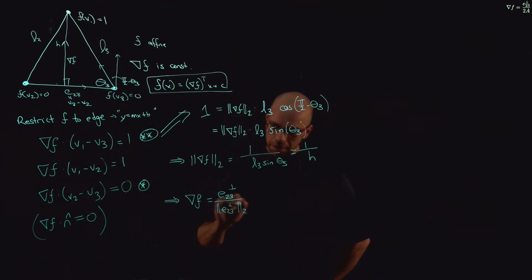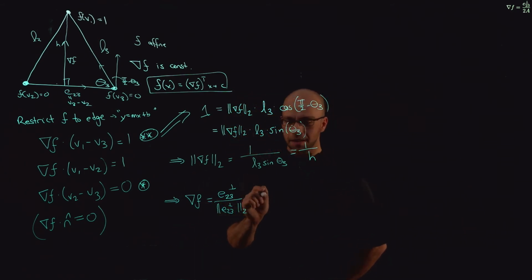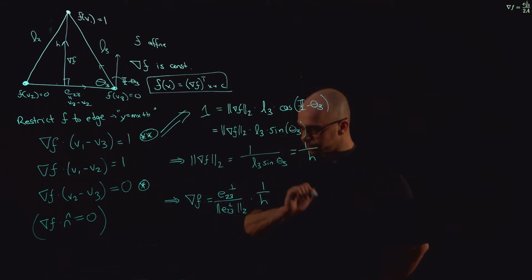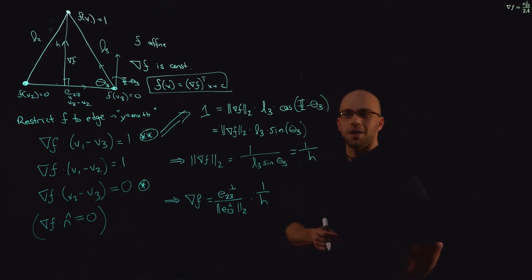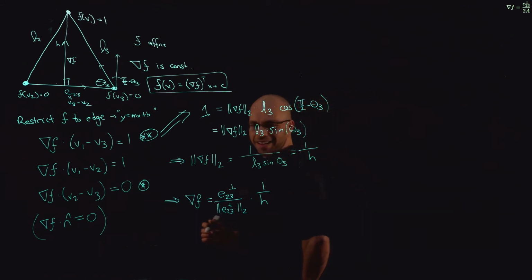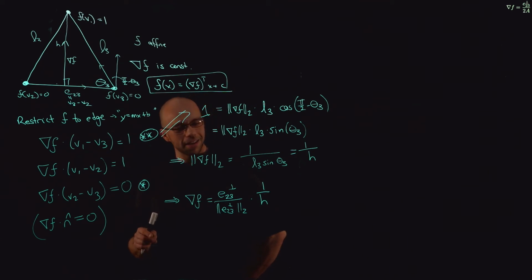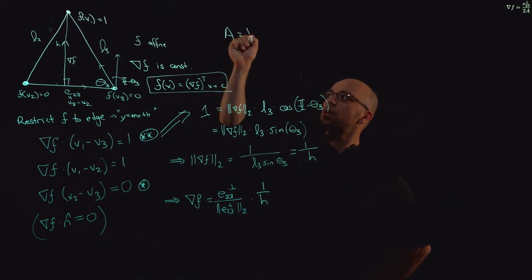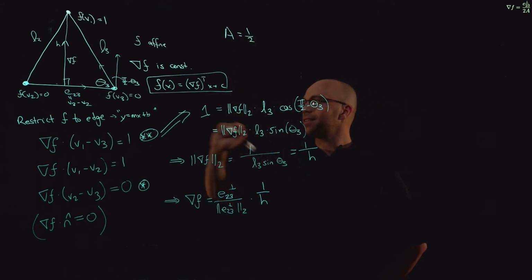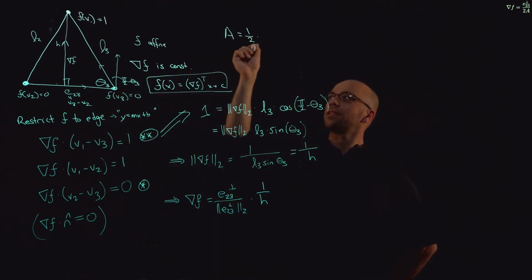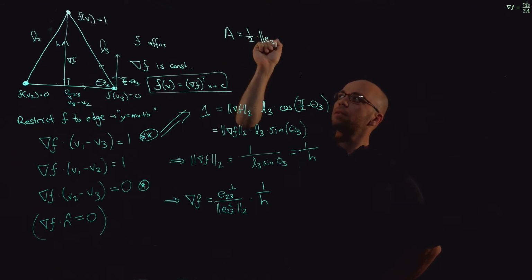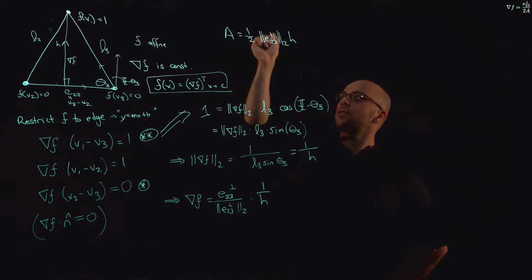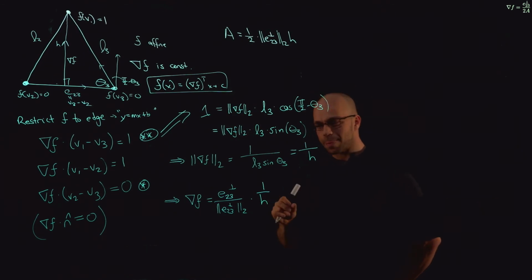Because that's the unit vector in the E2, 3 direction, multiplied by the length of the gradient, which is 1 over h. Okay, so that doesn't look too nice so far, but let's make it a little bit nicer. In particular, remember that the area of a triangle is equal to 1/2 times the base times the height. So, for example, it's equal to the length of E2, 3 times h. And of course, the length of E2, 3 and E2, 3 perp is the same.